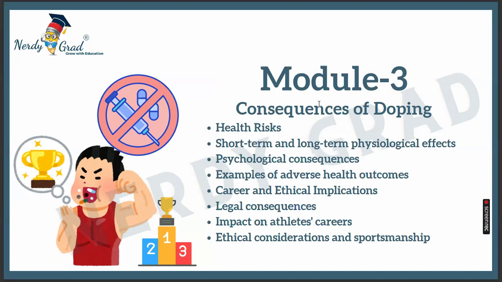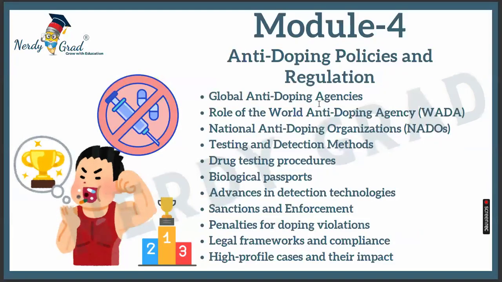Now let's see what is included in module 4. Module 4 involves anti-doping policies and regulations, with various topics like global anti-doping agencies, the role of the World Anti-Doping Agency, national anti-doping organizations, testing and detection methods, drug testing procedures, biological passports, advances in detection technologies, sanction and enforcement, penalties for doping violations, legal frameworks and compliance. Last, high profile cases and their impact.